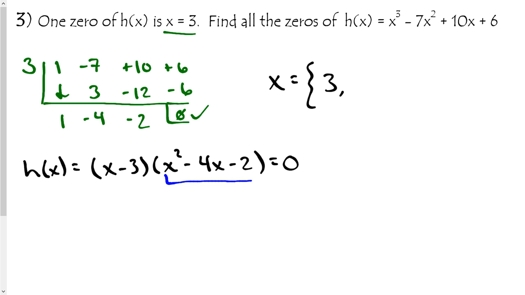So I need to solve this. This is a quadratic. Okay, it's a trinomial because it's got 3 terms and it has a leading coefficient of 1. But there aren't any factors of negative 2 that add up to negative 4. So it's not factorable, but that doesn't mean it's not solvable. How could I solve it?